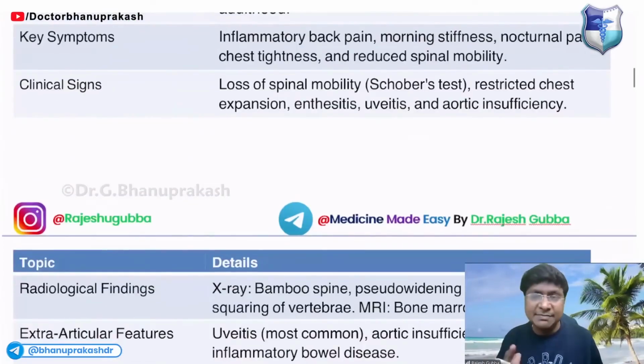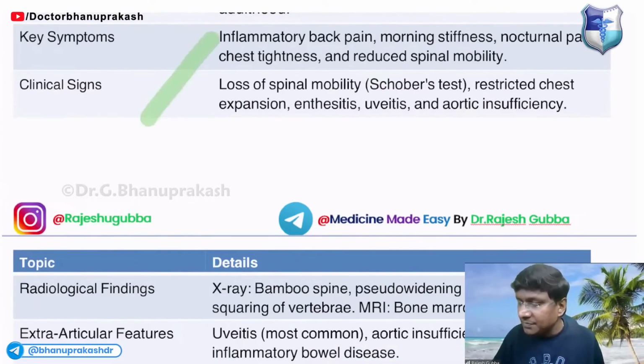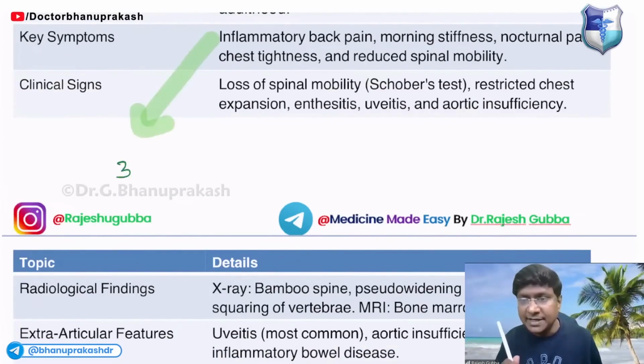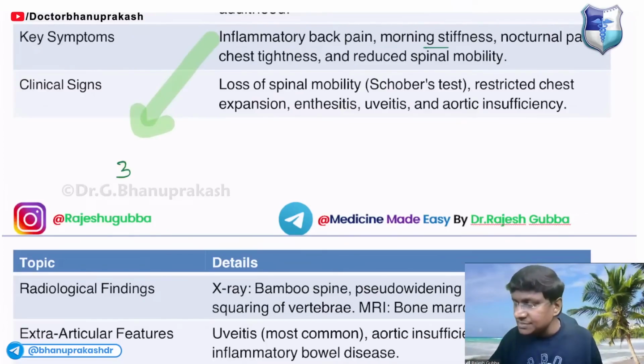What is the important symptom in patients with ankylosing spondylitis? That will be low back pain. Low back pain is a very important symptomatology, and this particular low back pain will be there for nearly around 3 months, right? Along with that, the other features that you will have are morning stiffness and reduced spine mobility.